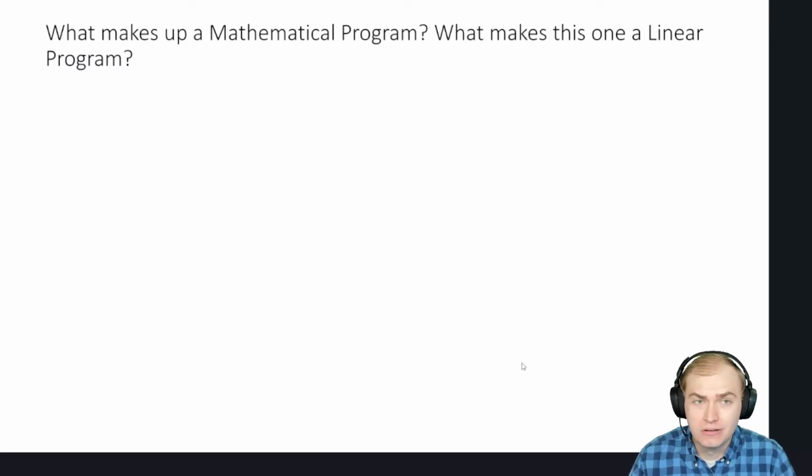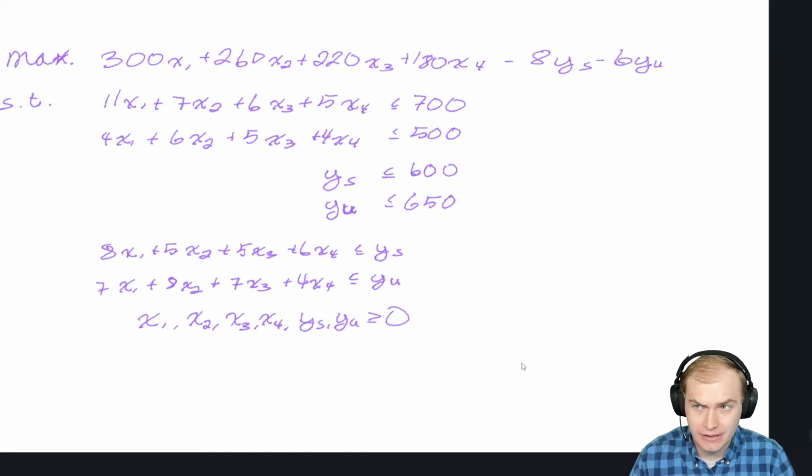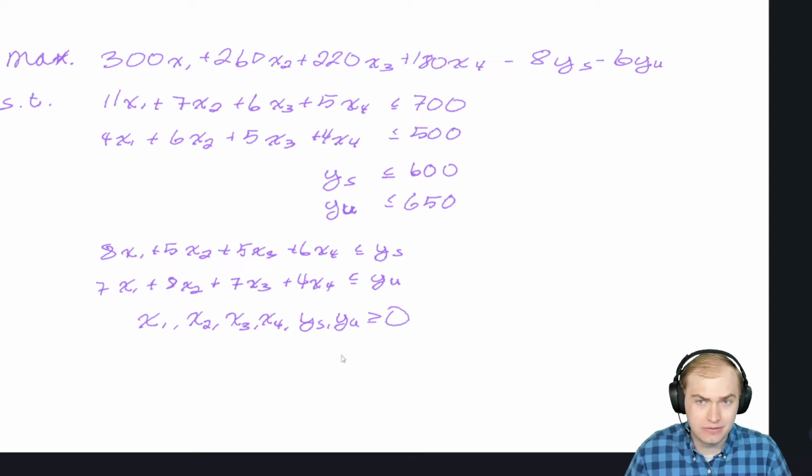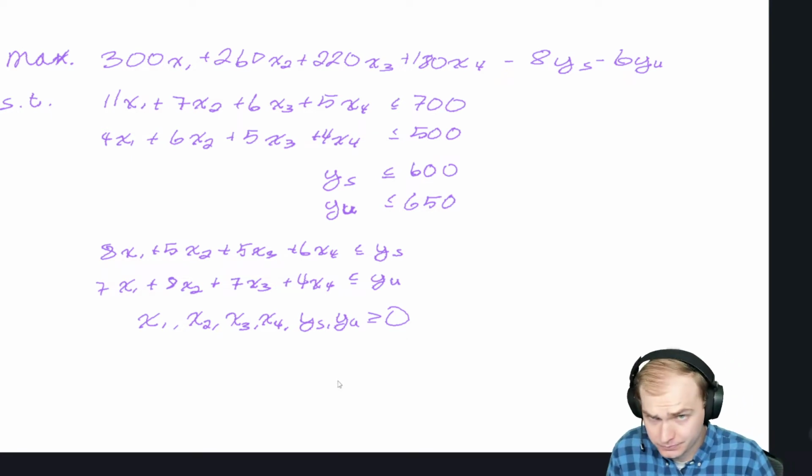What makes this one a linear program? Well, the simple answer is that every constraint and the objective function is linear. Now the book talks about affine functions and linear functions. In practice, in my experience, those two terms are used interchangeably. But it's good to have some exposure to both of those terms.